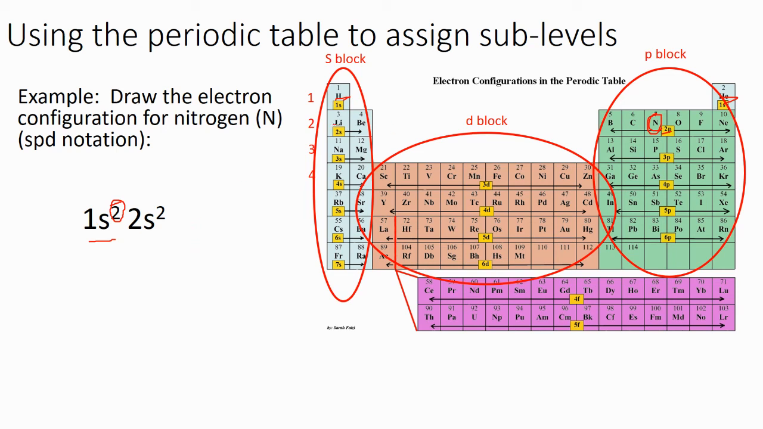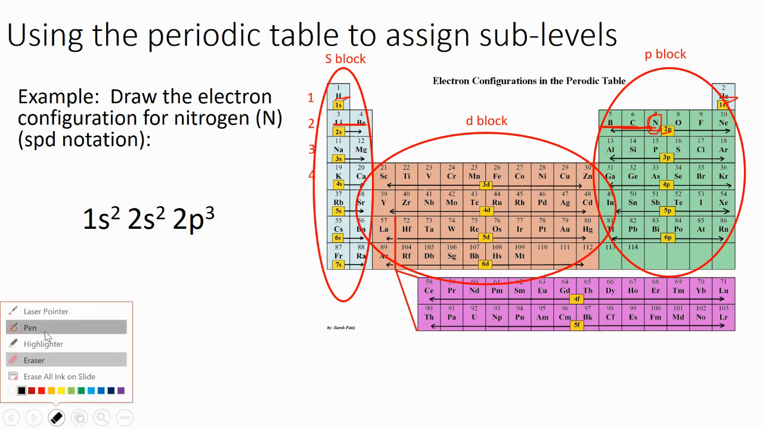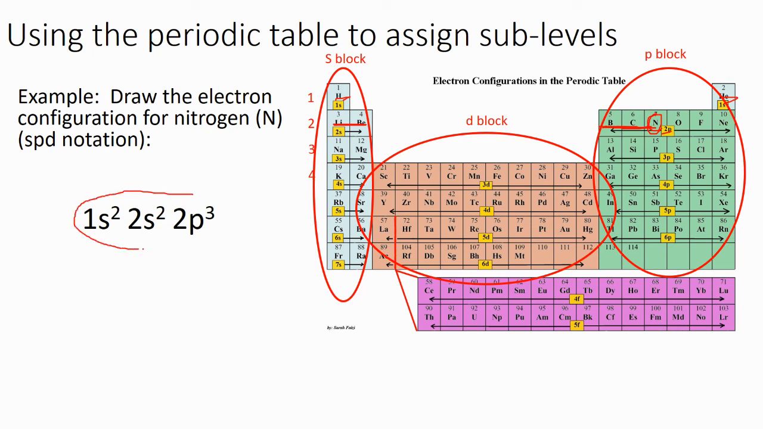So we've filled up 2s, and then 2p is the next block. So we're going to just fill in 3 of those. So the next one is 2p3. So this here is the electron configuration for nitrogen: 1s2, 2s2, 2p3.